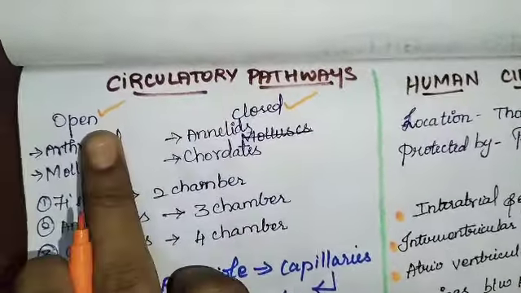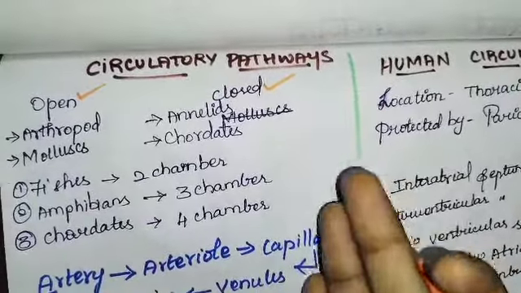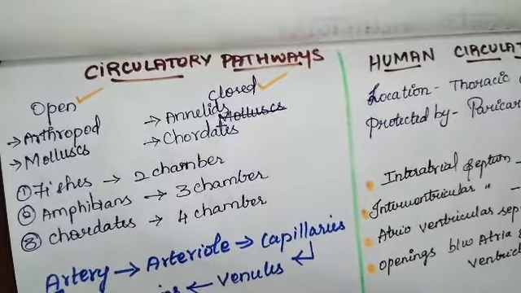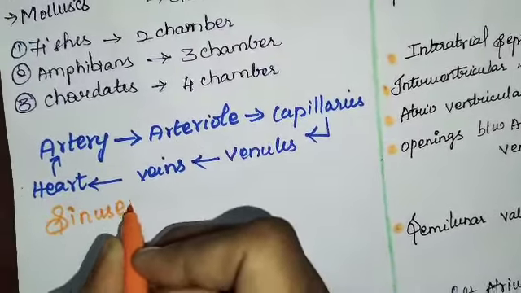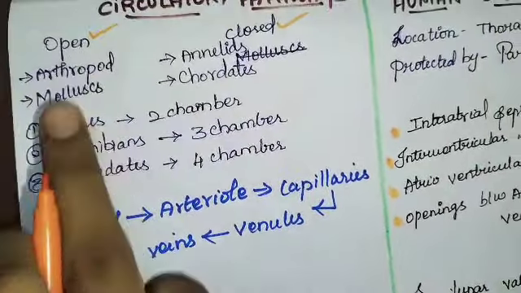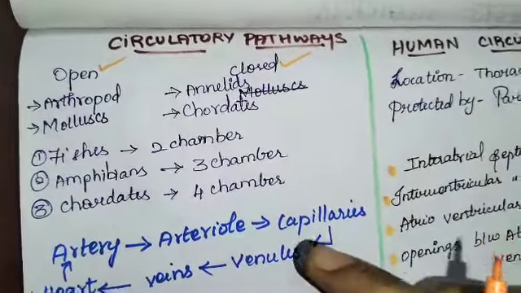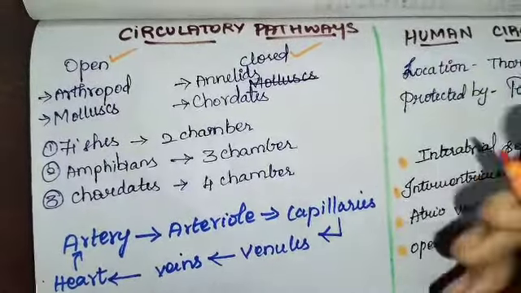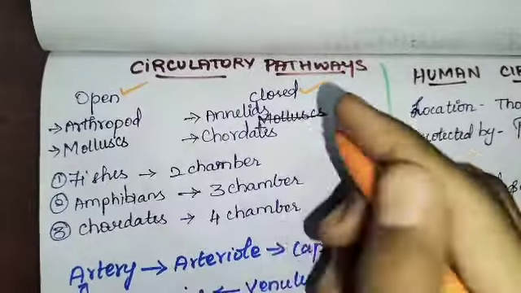In the open circulatory system, the blood flows from the heart directly to the body cavities. These body cavities may also be called sinuses. So this comes under the open circulatory system. Okay, then the closed circulatory system. There are specialized vessels which carry the blood to and from the heart. So this is the closed circulatory system.